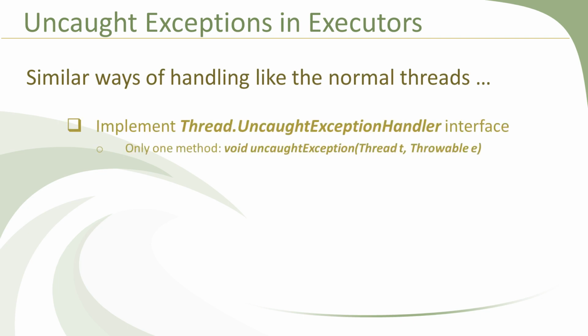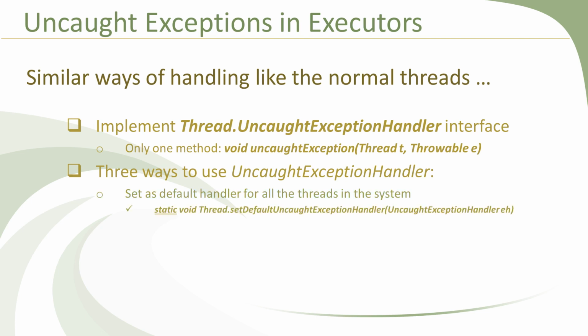First of all, you need an implementation of Uncaught exception handler interface, which is an inner interface of the thread class. After that, there are 3 ways in which you can use instances of this Uncaught exception handler to handle exceptions in your application's threads. The first way is exactly the same as that for normal threads. That is, you can set an instance of Uncaught exception handler as default handler for all the threads system-wide.